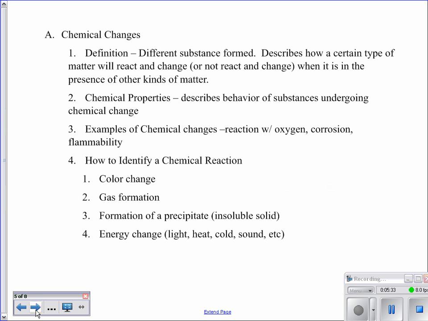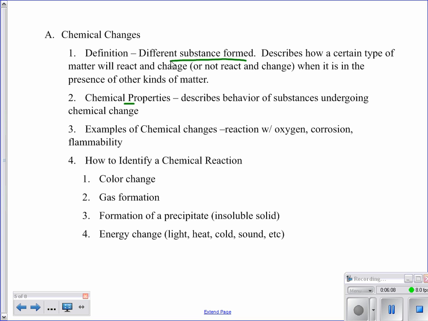Okay, so now we're going to move into chemical changes. And if you have a chemical change that takes place, then a different substance is being formed. That's the big thing to notice there. So if we talk about these changes, we're really describing how these different substances interact with other substances. So you're looking at an interaction of substances, how they work in the presence of other kinds of matter. Chemical properties, again, describe how it behaves in the presence of other matter.